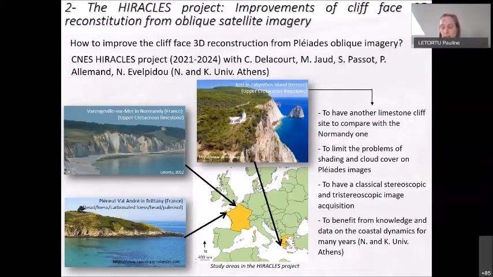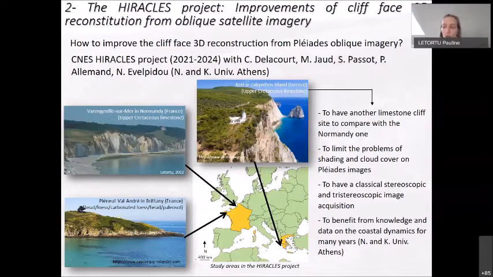A third site is constituted by soft cliffs to enlarge the studied cliff type, not only rocky cliffs. The choice of the sites and their surroundings will make it possible to test the transposability of our methods, so their potential to be generalized and transposed, so that other actors in the community can benefit from it.